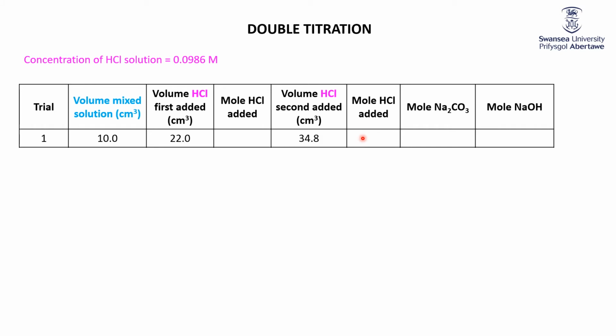Now, simplistically, how to do this. This first HCl is neutralizing the NaOH and the Na2CO3 down to the NaHCO3. Then this second bit, from 22 to 34.8, in other words 12.8 cubic centimeters, is just neutralizing the hydrogen carbonate. So you've got NaOH and Na2CO3. This is NaOH plus Na2CO3, and then this is just equivalent to the Na2CO3.